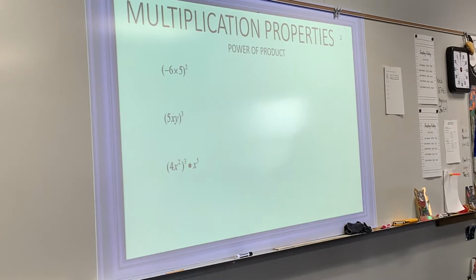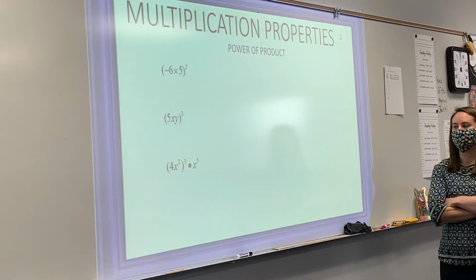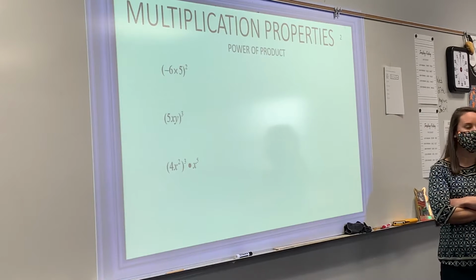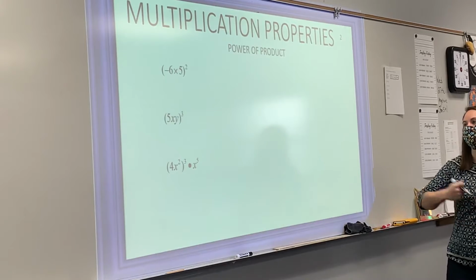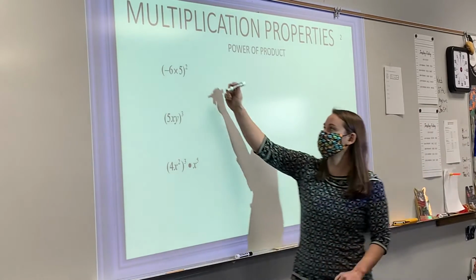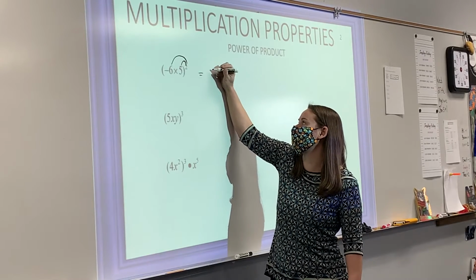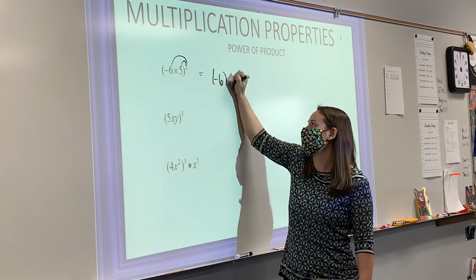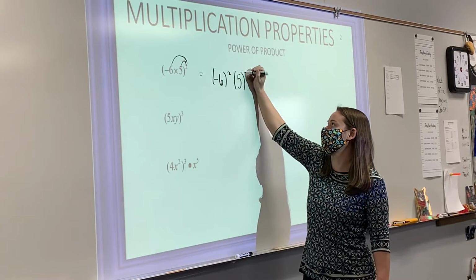This is what we're about to do, kind of like the distributive property for exponents. And it is where common mistakes happen. So on the first one, we're going to distribute the squared to both numbers. So it would be a negative 6 squared times a 5 squared.